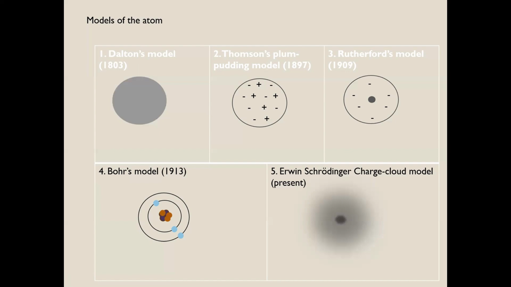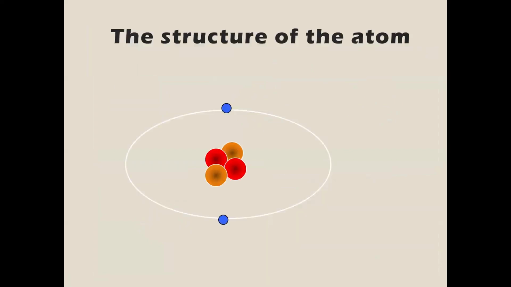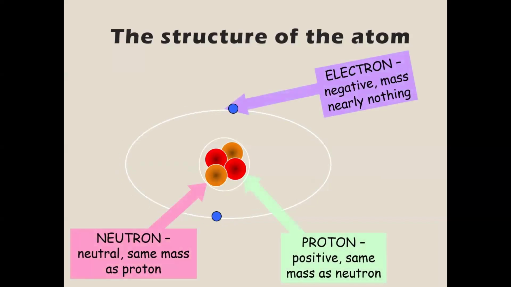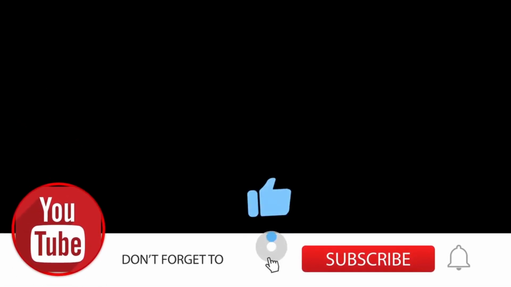Schrödinger explained the charge cloud model. So Schrödinger made some edits to Bohr's model. He said that the electrons are not moving around the nucleus in a specific path, but in an area called the electron cloud. Okay, electrons are moving around the nucleus in their electron shell.